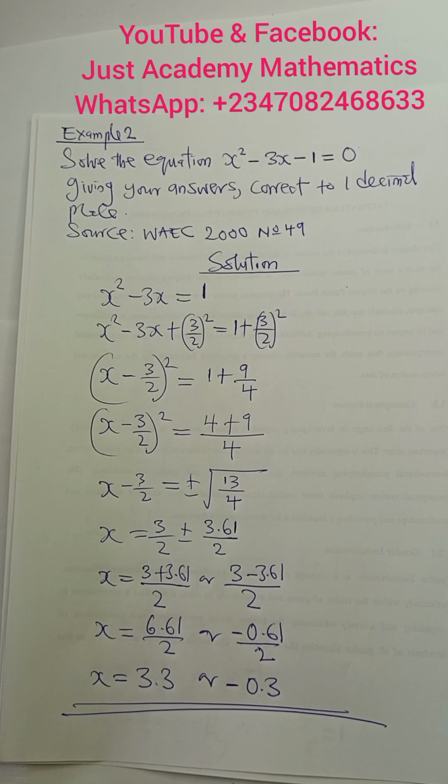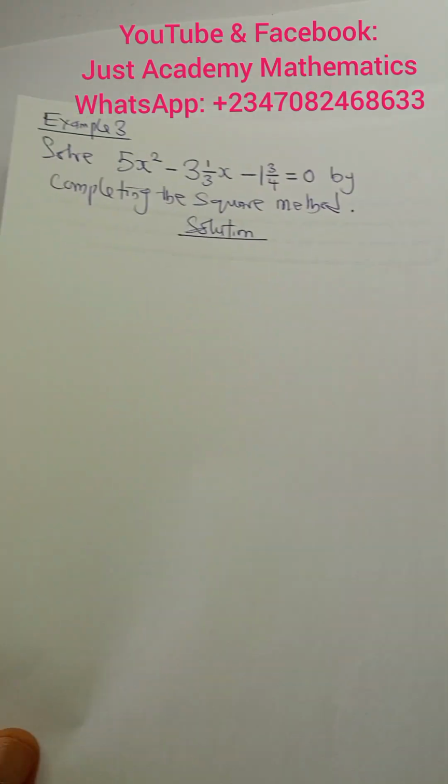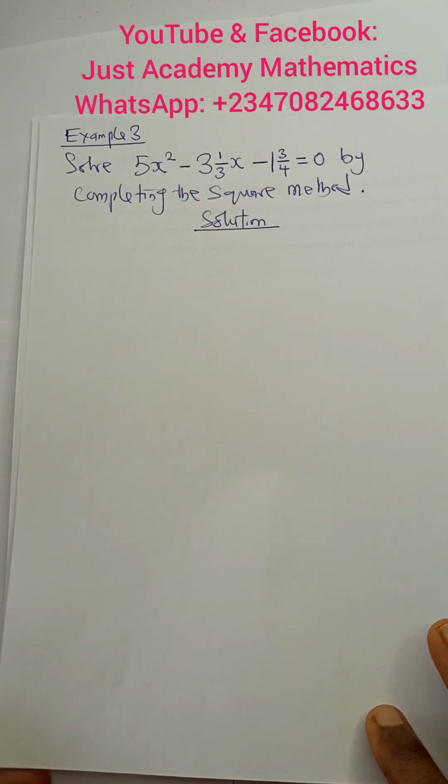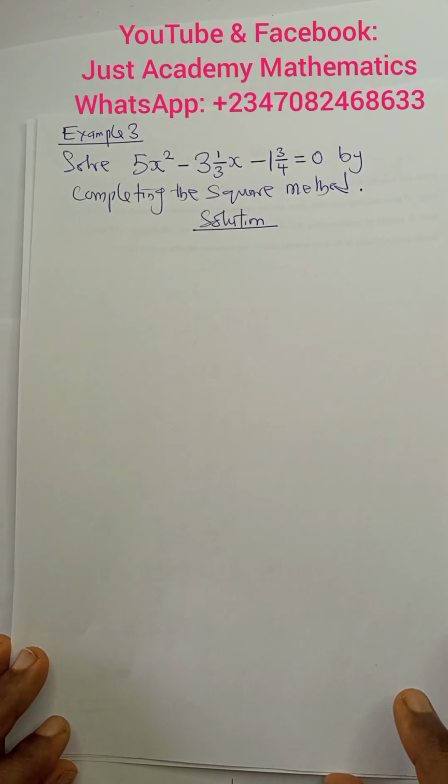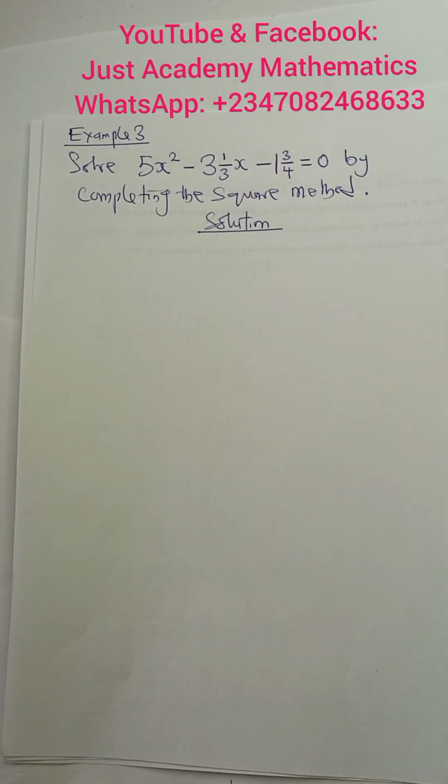I'll show you more. Let me show you like 3 more. Look at this, interesting. Look at this example 3. They still want us to solve this using the completing the square method.